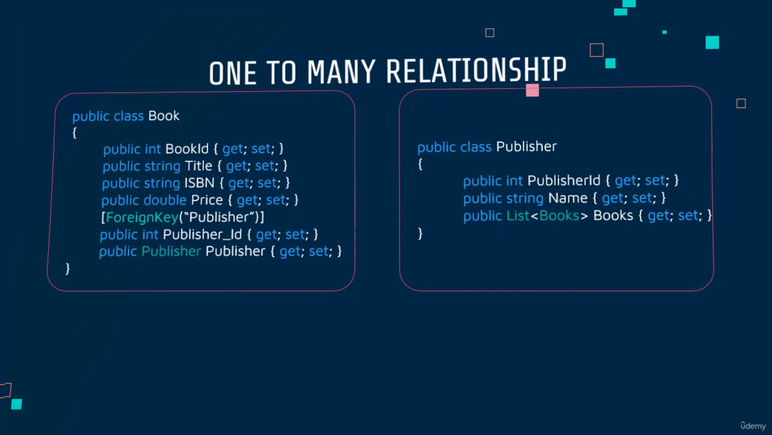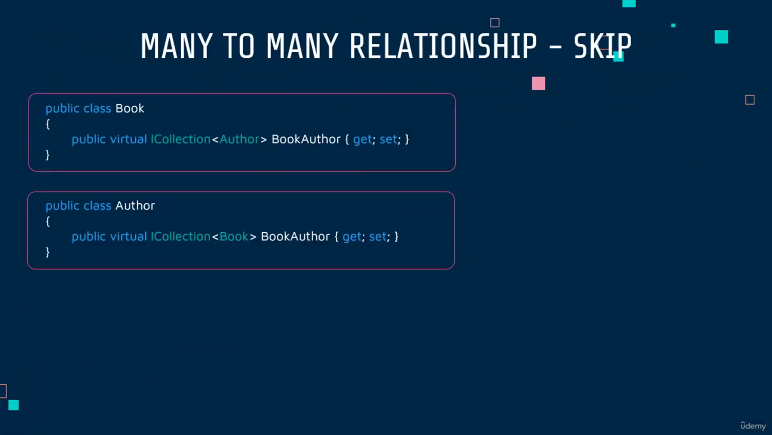After that, for the many-to-many relation, if we want to skip the mapping table, then in book we need a collection of author. We can call that book author or whatever we want. And then in the author class we will have an ICollection of book. EF Core will automatically create the mapping table in this case.